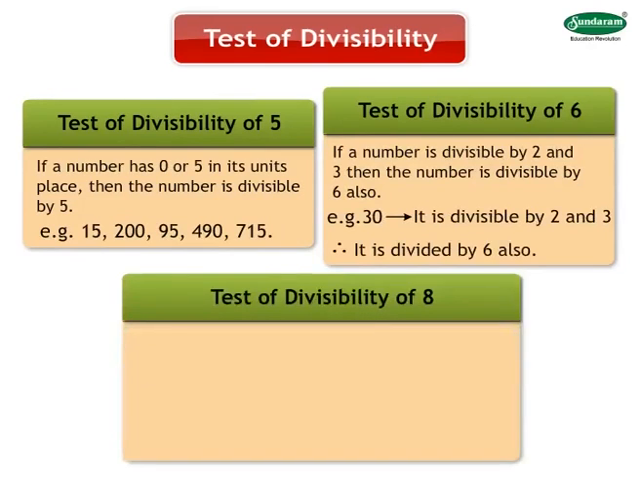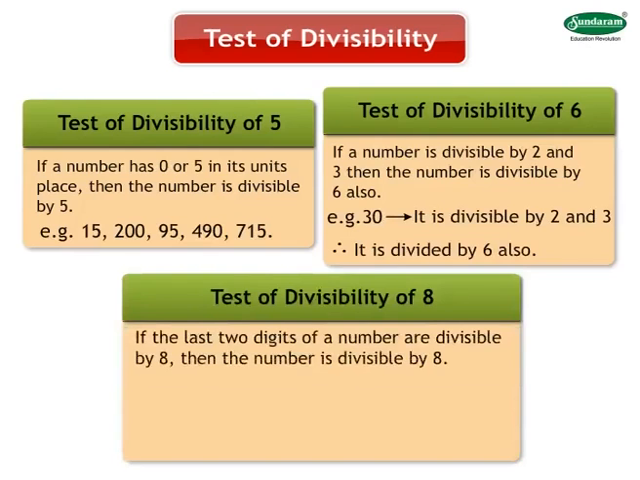Test of divisibility of 8. If the last two digits of a number are divisible by 8, then the number is divisible by 8. Example: 464. 64 is divisible by 8. Therefore, 464 is divisible by 8.